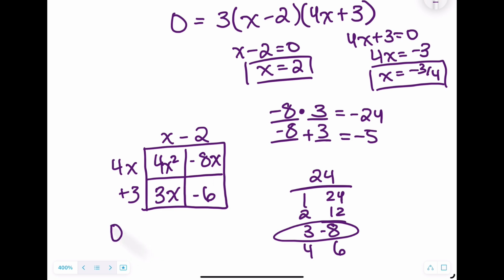And don't forget when you work with the box method, since you're ignoring the common factor while you're working through it, just remember to reintroduce it at the end because that is still part of the equation.